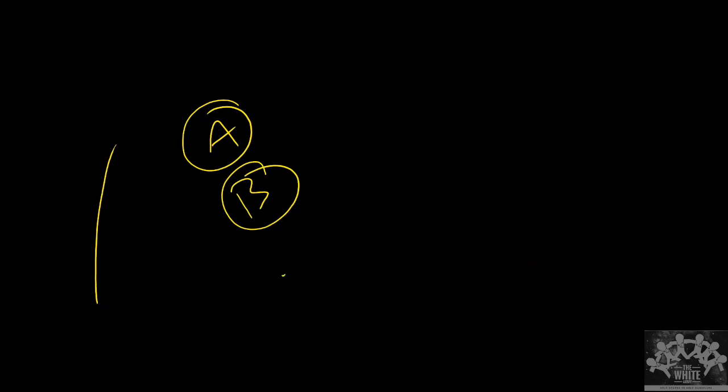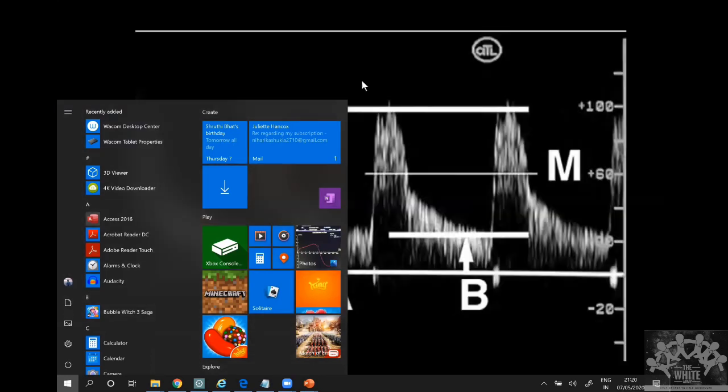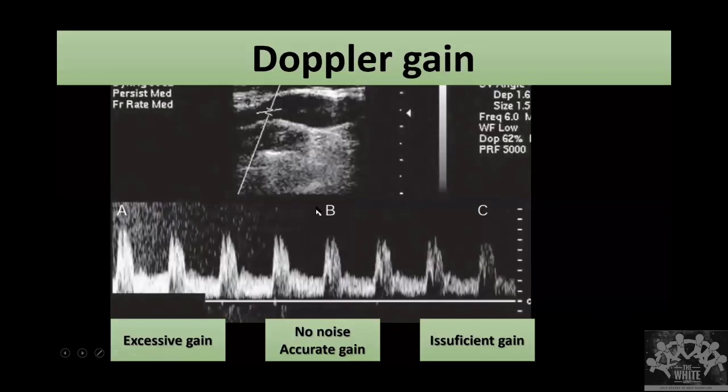This is called spectral Doppler. So we saw A mode scan, B mode scan, M mode scan, color Doppler, and now spectral Doppler. Everyone clear with these things?